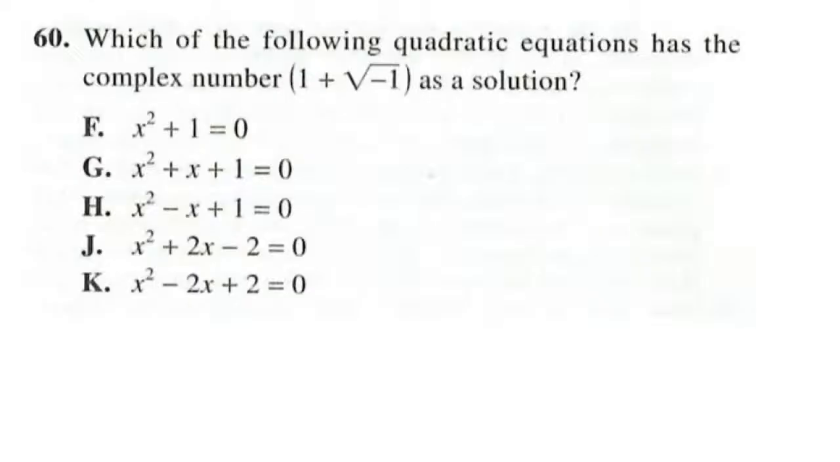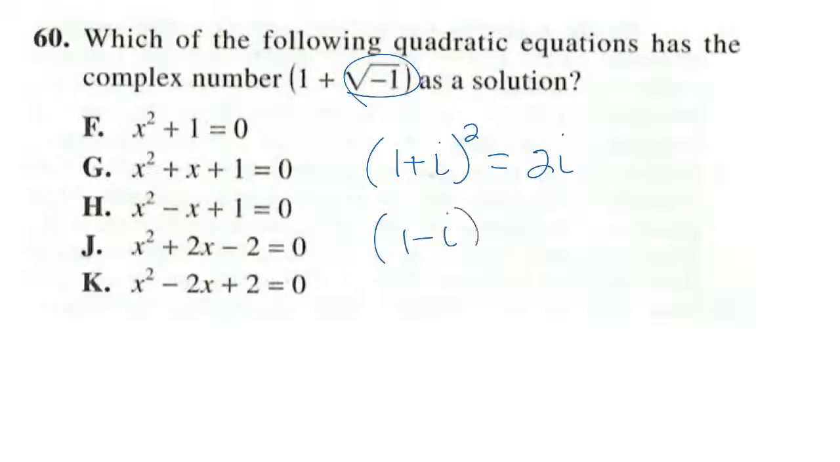All right, and on number 60, some things that might be useful for us to remember. This is really just 1 plus i. And we have some properties. If we square 1 plus i, we get positive 2i. If we square 1 minus i, we get negative 2i. That's pretty useful for you to remember going into the ACT. It may or may not pop up, but you never know.